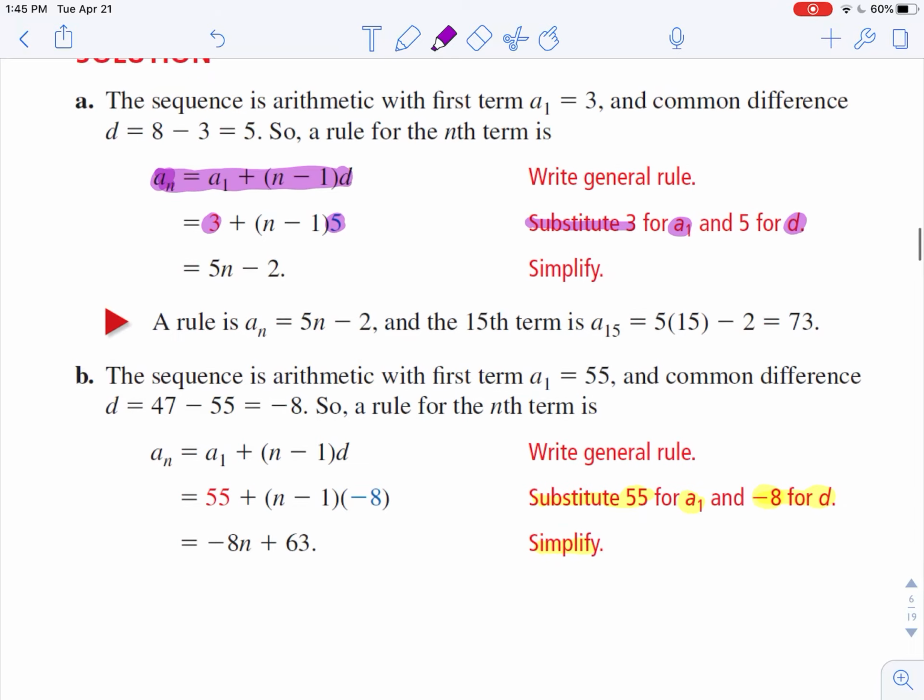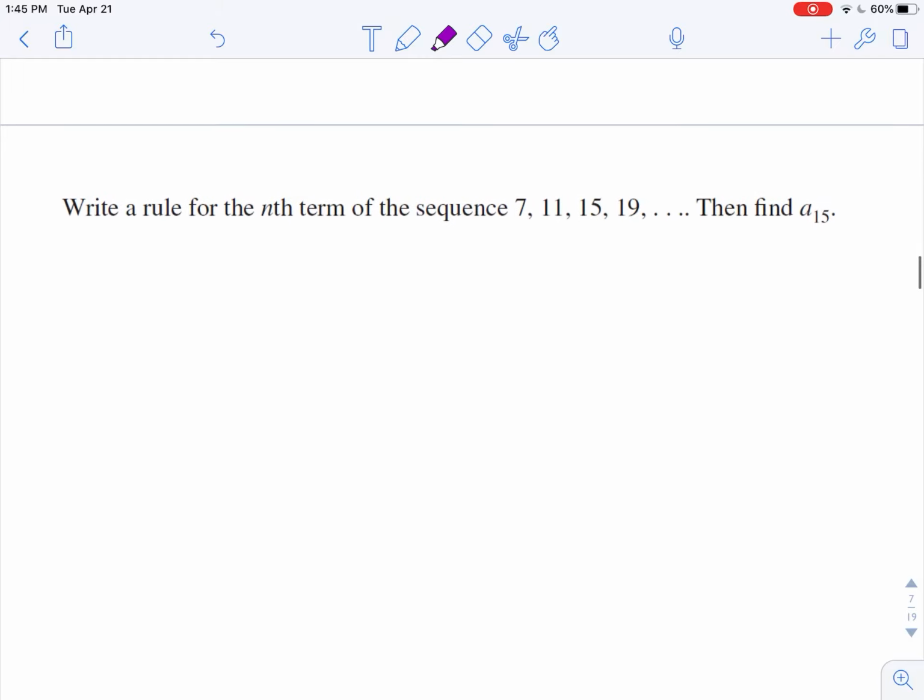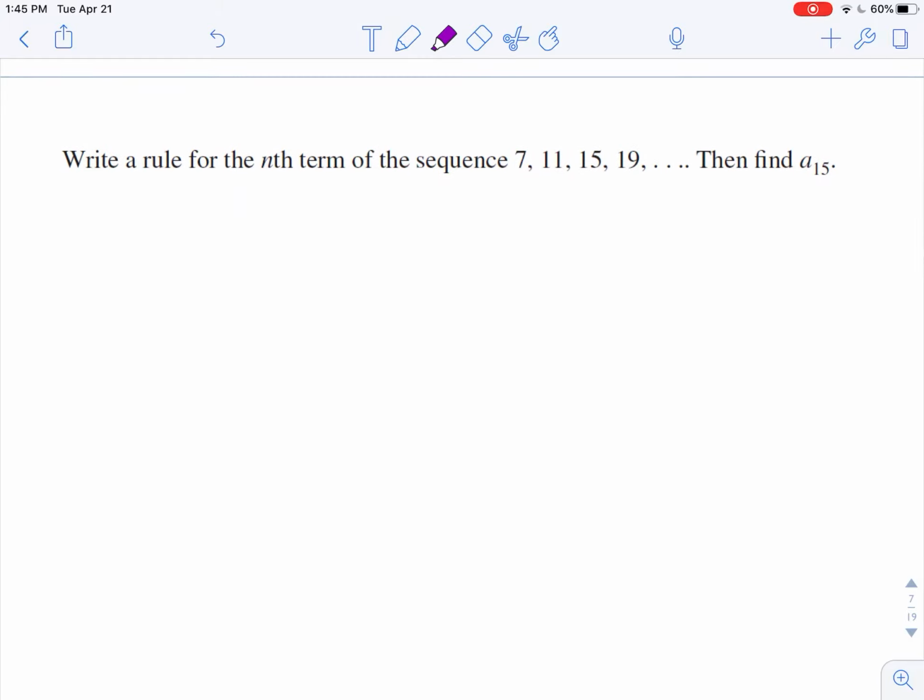Okay, so let's get down and give you a couple problems to try. So they're saying here, write a rule for the nth term. They're giving you some numbers here, and then they say find the value of a sub 15. So again, if you're not quite ready to try this, go ahead and watch the video. If you want to maybe try this on your own, press pause, but let's start.